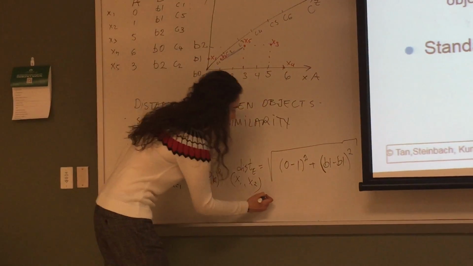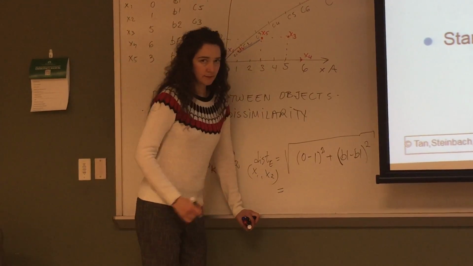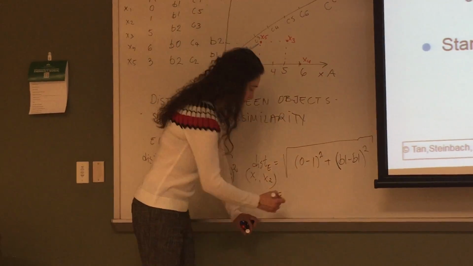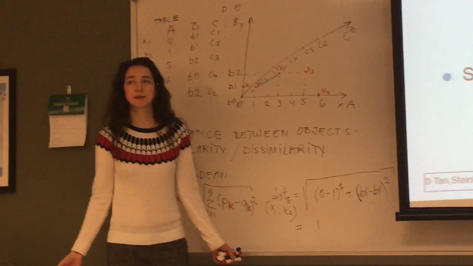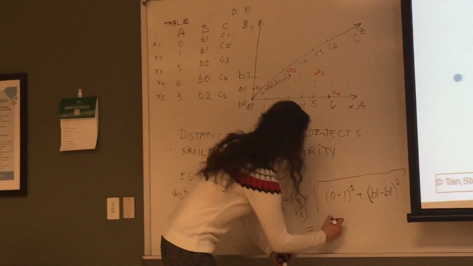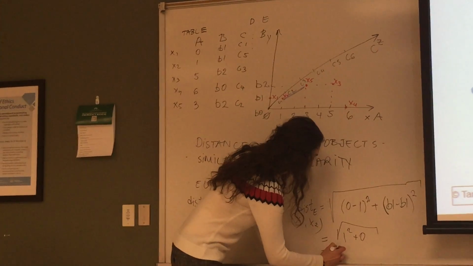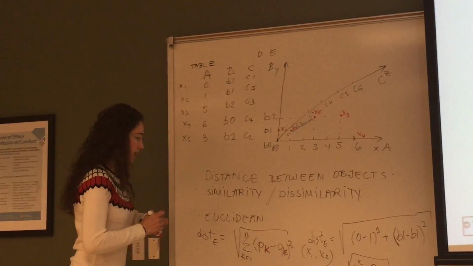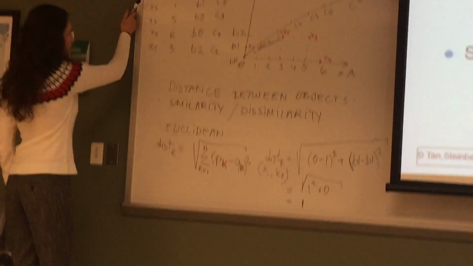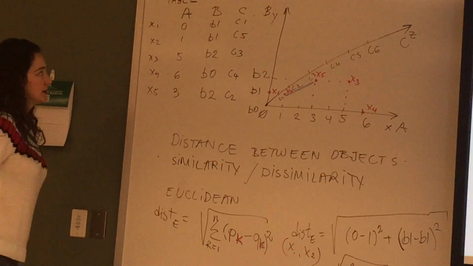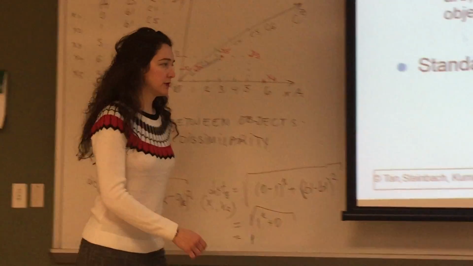So, how much is that? 1 minus 0 is 1, squared is 1. b1 minus b1 is 0. So it's equal to 1. The distance between x1 and x2 is equal to 1. Now, if we calculate the distance between x1 and x4, it will be a much bigger number. You see, x4 is pretty far away.